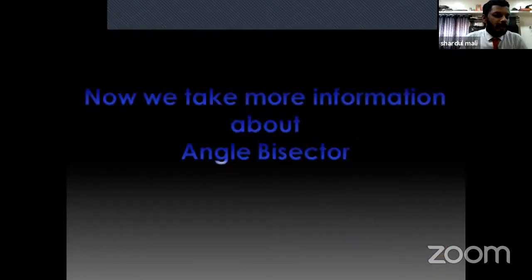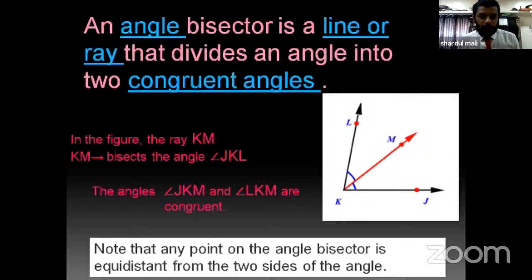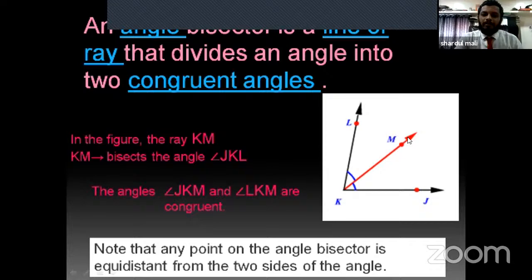Now we are going to take more information about the angle bisector. What is an angle bisector, and what is the property of an angle bisector? We will take more information about that. Look at the diagram here. The red line you can see in the diagram is the ray KM.